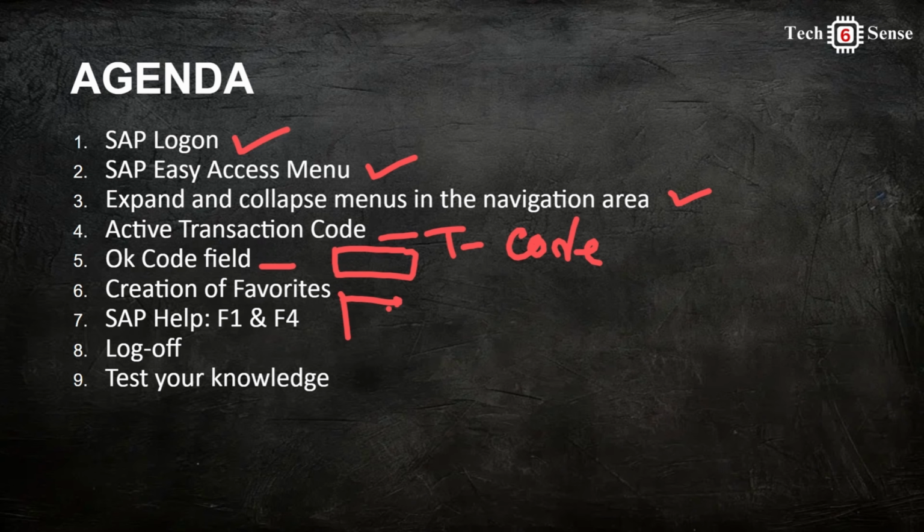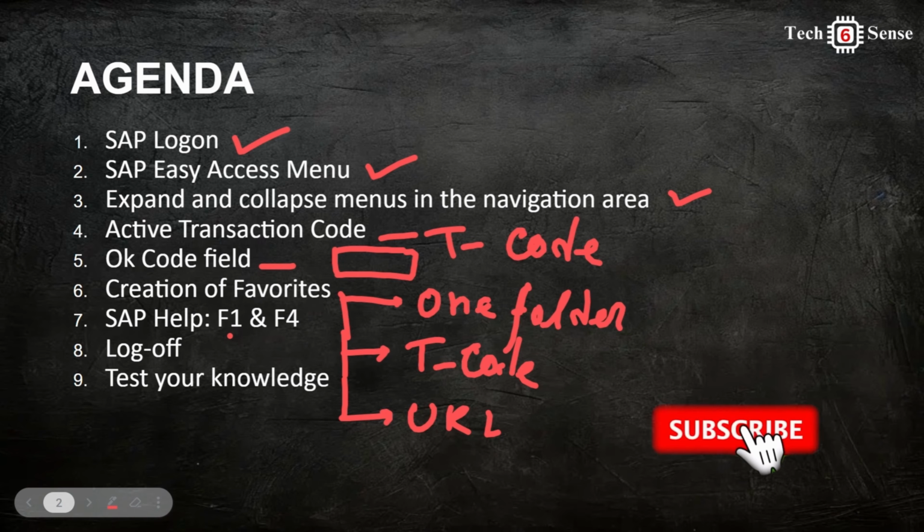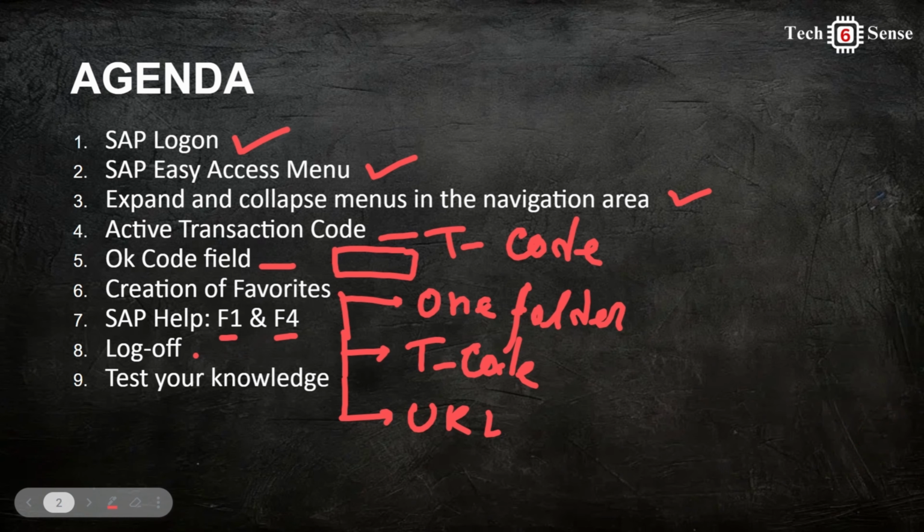Now under favorites, you can add one folder. You can also add a transaction code under the favorites folder, and there is another option available, which is to add a URL under favorites. So all these things we will definitely explore. Now there are two function keys also available to get help from our SAP system. One is F1 and the other is F4. How we can use them during our course, we will definitely discuss.